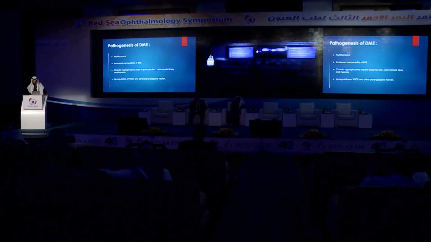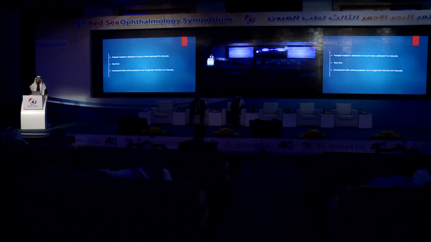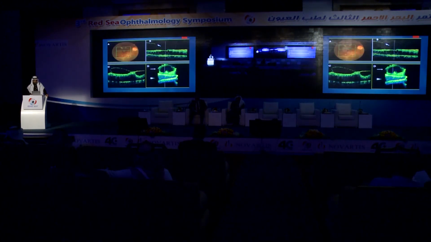To understand how vitrectomy works, we want to touch on the pathogenesis of diabetic macular edema in these tractional cases. It is multifactorial. There is initially increased permeability of the blood-retinal barrier, especially the inner blood-retinal barrier, that leads, with chronic hyperglycemia, to pericyte loss and vascular injury, with hypoxia, and the hypoxia, of course, will lead to upregulation of vascular endothelial growth factor and other pro-angiogenic factors. We know that the posterior hyaloid in diabetics is much more adherent to the macula. The ILM is thicker, with increased both anteroposterior and tangential traction on the macula.